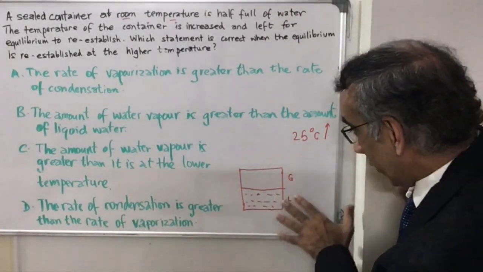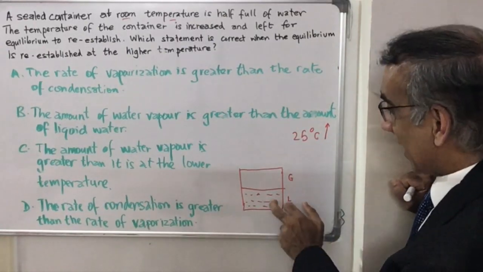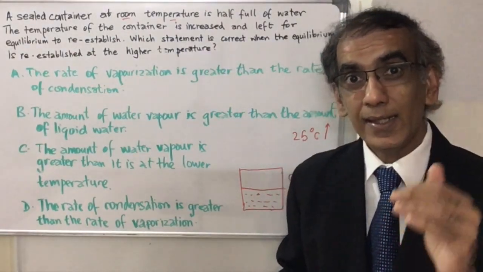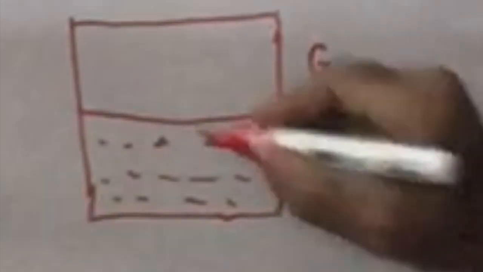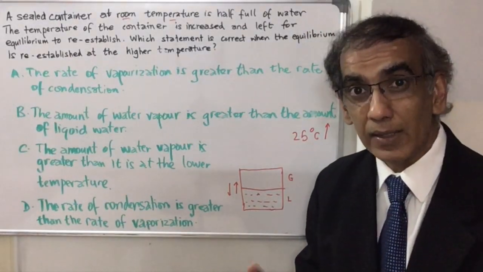So right now we have an equilibrium at 25 degrees Celsius. The container is half full of water. So what we need to know is that at equilibrium, the rate at which liquid goes into gas and gas goes into liquid, those two rates are equal, and this is what we mean by a chemical equilibrium.